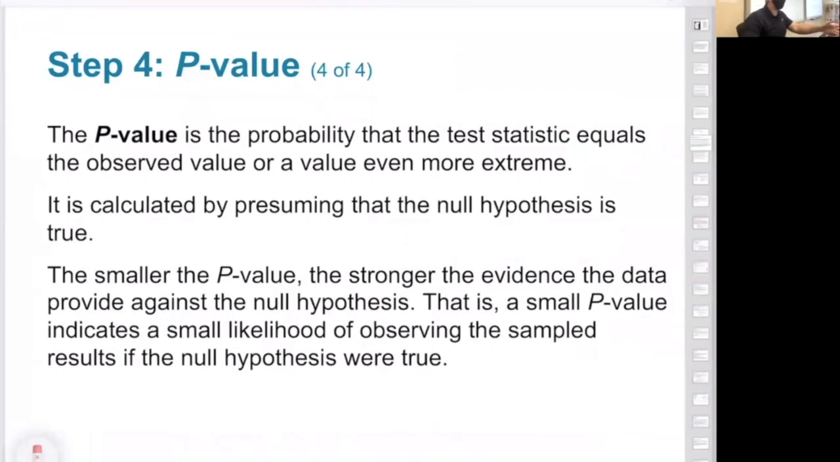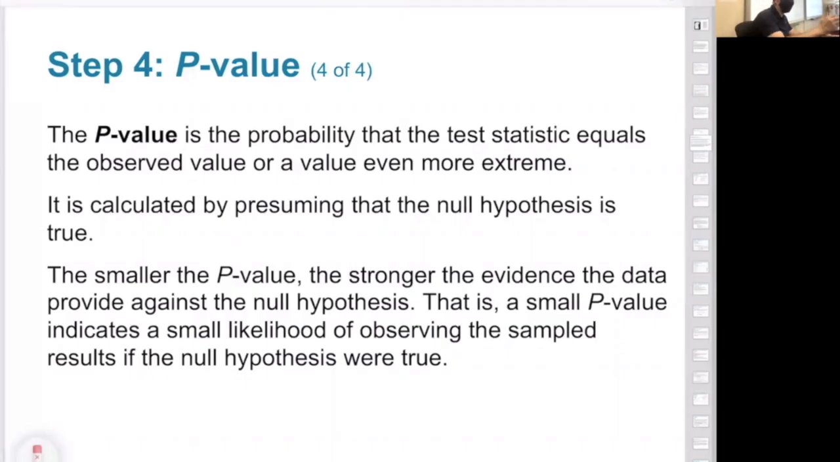So as you can see, this is the definition of the p-value. The p-value is the probability that the test statistic equals the observed value or even more extreme. Because of that, we find these areas at the tails of the distribution, because we consider this value or more extreme values.